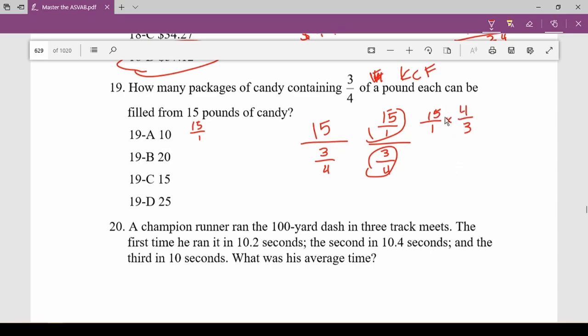Before I work this out, I'm going to cross multiply or reduce. 3 goes into 3 one time. 3 goes into 15 five times. Now we just multiply straight across. We can see this is going to be 5 times 4 over 1 times 1. 5 times 4 is 20 over 1. Anything divided by 1 is itself. So we know this is just going to be 20.